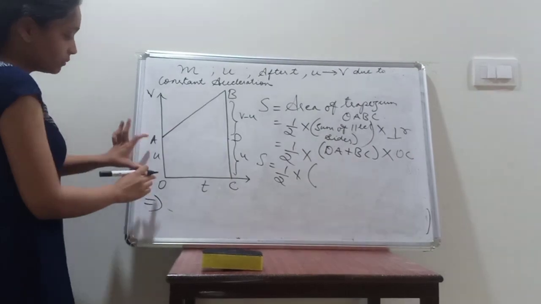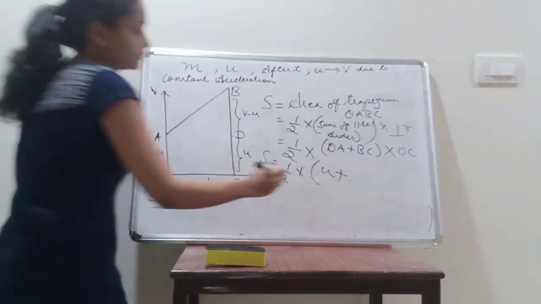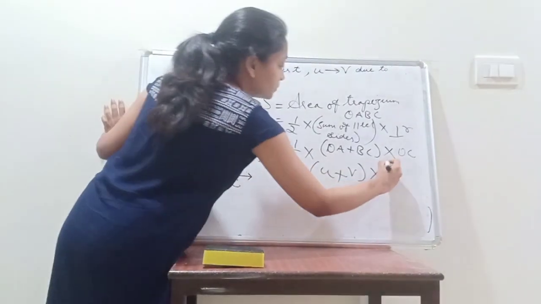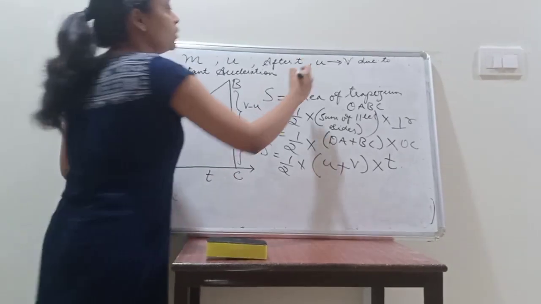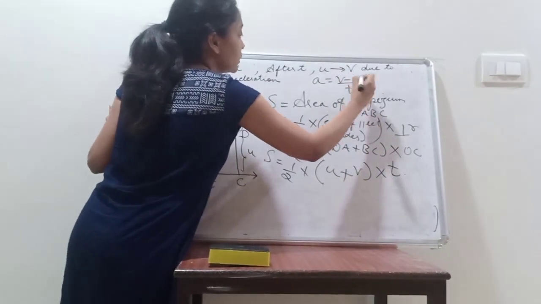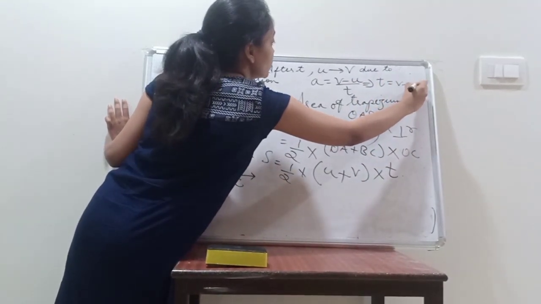OA is nothing but U, and BC is V, whereas OC is T. We know that acceleration is equal to V minus U by T. So from this we can obtain T as V minus U by A.